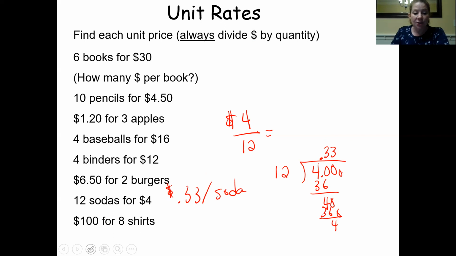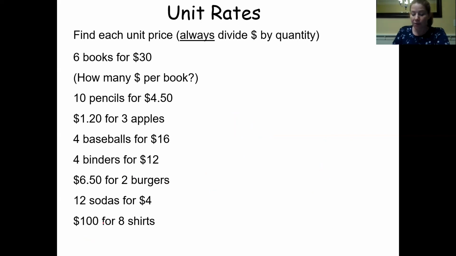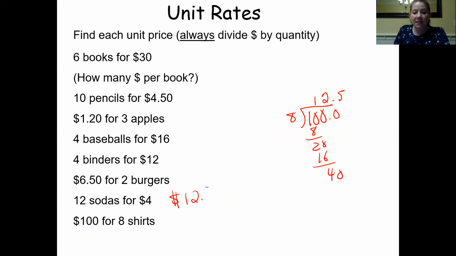$100 for 8 shirts. How much did I spend per shirt? Well, $100 divided by 8. That would be what? 2, 16. So it'd be $12.50. $12.50 per shirt.